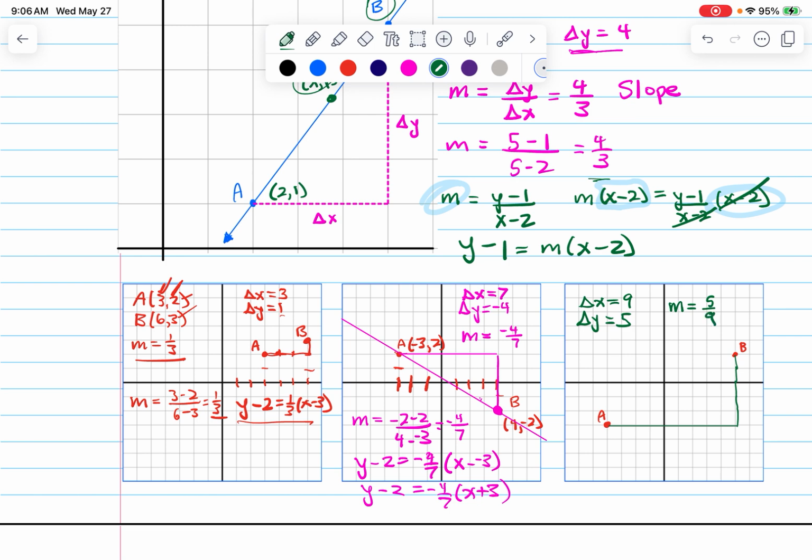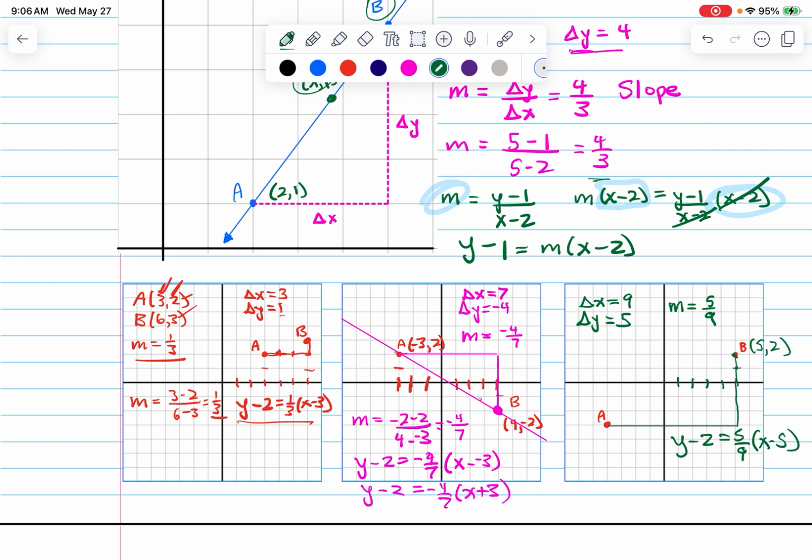Now really, I just need 1 point. And I think I'm going to use B as a point this time. I'm going to go 1, 2, 3, 4, 5. So B is the point 5, 2. I'm using B because both numbers are positive. So here's what I got. Y minus 2 equals 5/9, x minus 5. There we go.